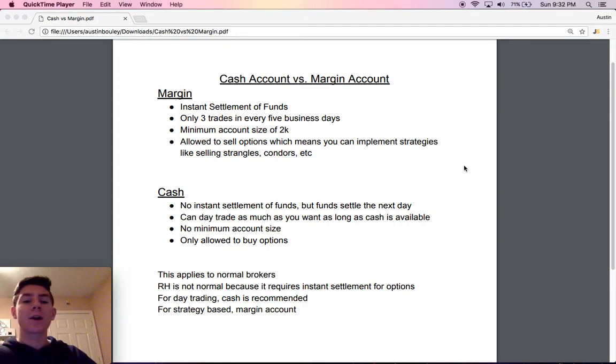Today we're going to go over a cash account versus a margin account for options. This is one of the biggest questions that I see in the group chat.